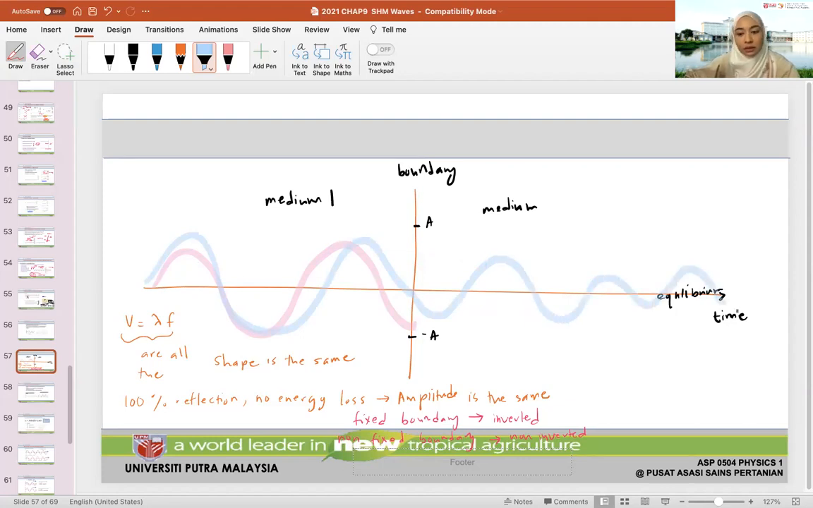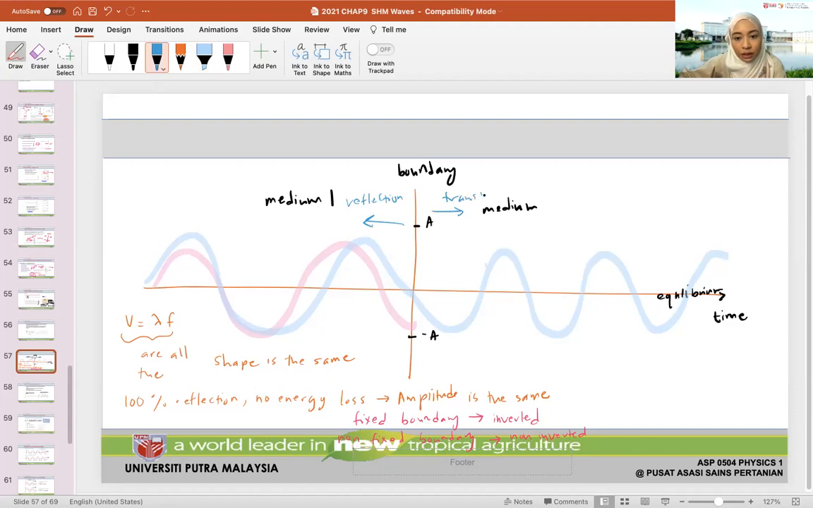Kenapa dia smaller? Lemak tak sama pula. I'm trying to maintain the same amplitude, but it's not working. Sekejap. Give me some time. Sakit tangan. Okay, so when the wave is transmitted, we are assuming some of the energy is lost. Kenapa dia lost? Sebab ada yang patah balik jadi reflection. Ada yang transmitted. So, kalau only 50% is transmitted, then the other 50% is reflected. This is why we say that the transmitted wave decreases in amplitude. Sebab dia kekurangan tenaga lah kan. Decreases in amplitude.